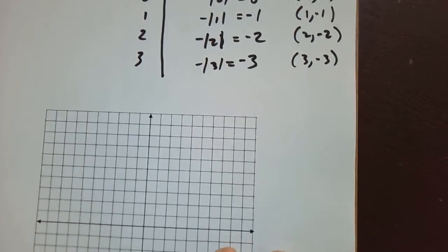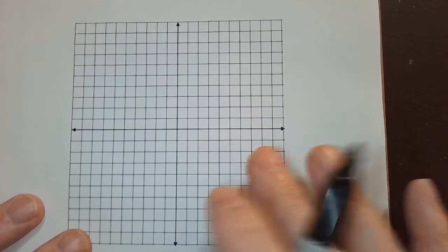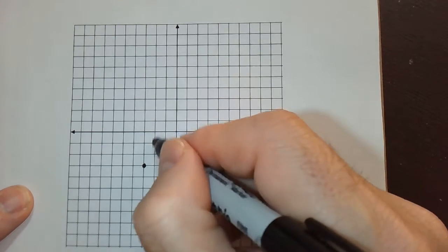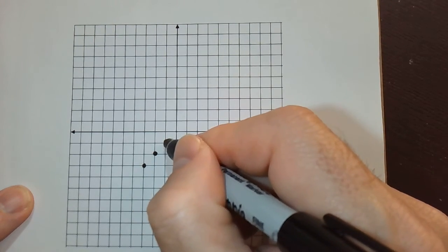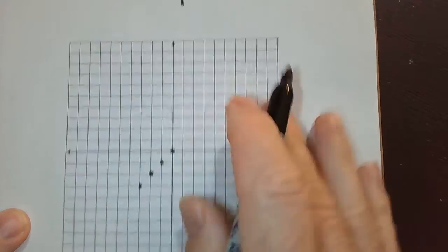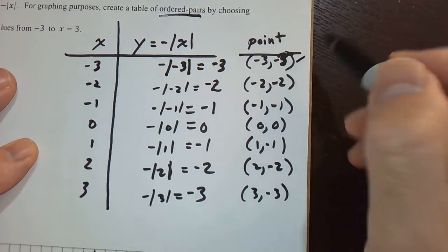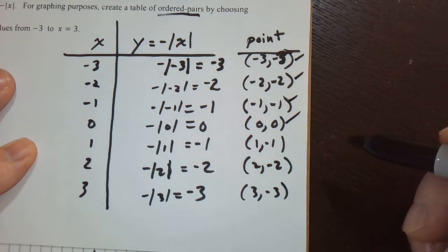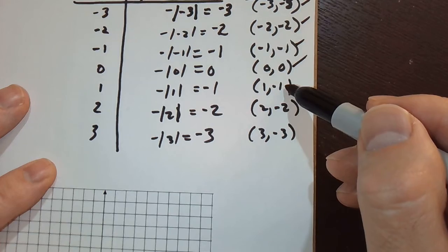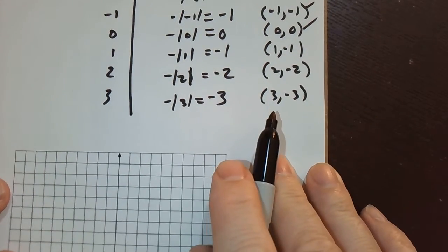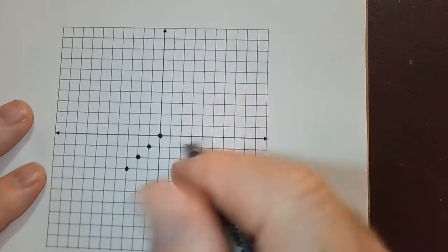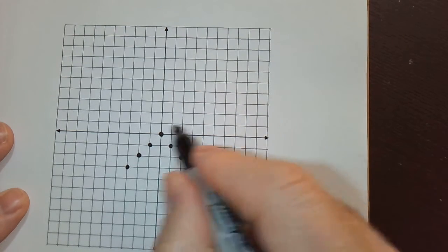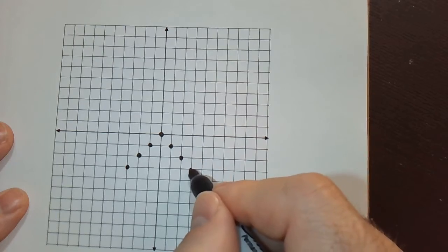-3, -3 is the first one, so I have to go left 3, down 3. And then we had -2, -2, -1, -1, and then we had 0, 0. So I plotted -3, -3, -2, -2, -1, -1, 0, 0. Now I have to do 1, -1, 2, -2, and 3, -3. So 1, -1, 2, -2, 3, -3 puts me right here.